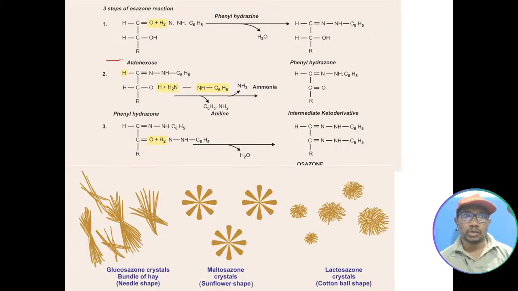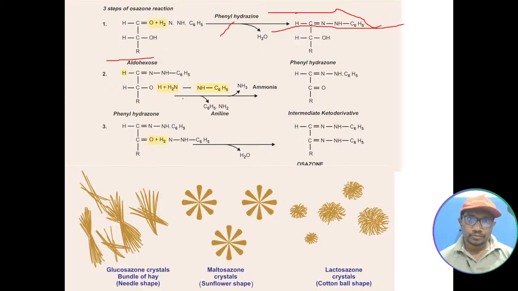this is an aldose sugar. So it may be either glucose, fructose, or mannose. That reacts with the phenylhydrazine. The first carbon atom is the functional carbon that reacts with the phenylhydrazine to form an intermediate, that is phenylhydrazone. Then again the second carbon reacts with the phenylhydrazine, then intermediate, okay? And finally the first two carbon atoms react with the phenylhydrazine to form the respective phenylosazones.